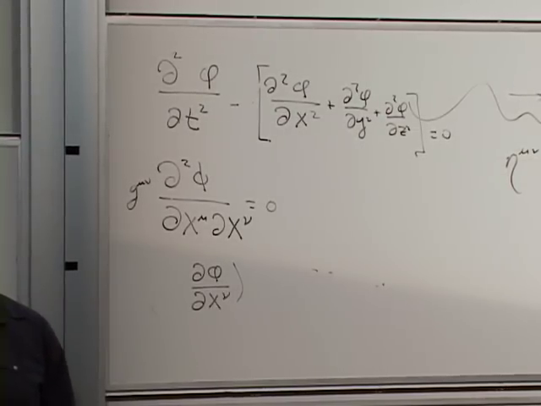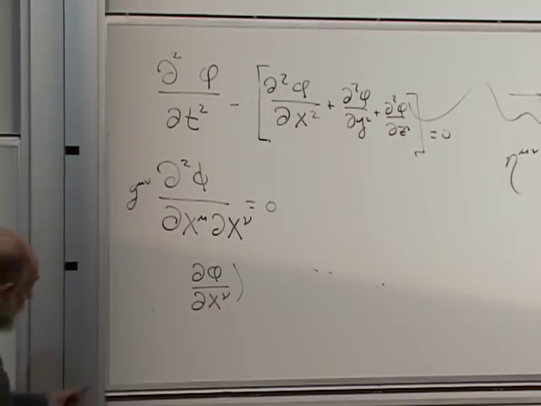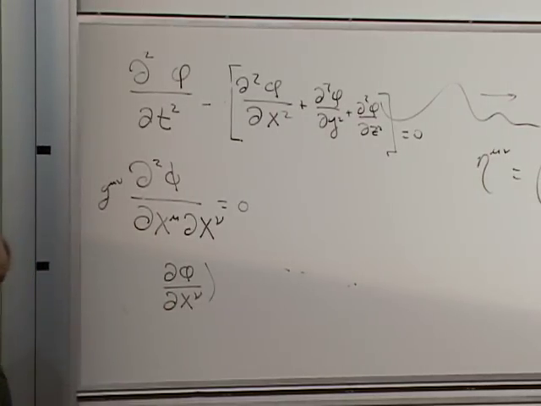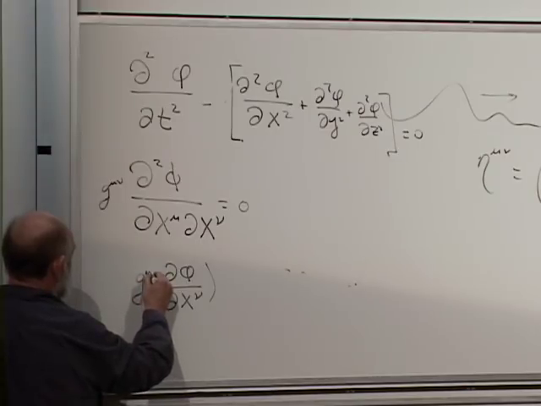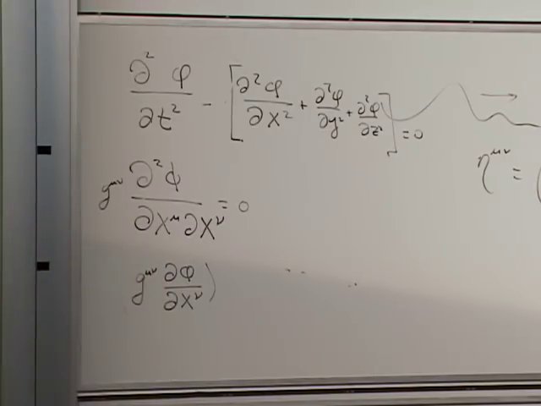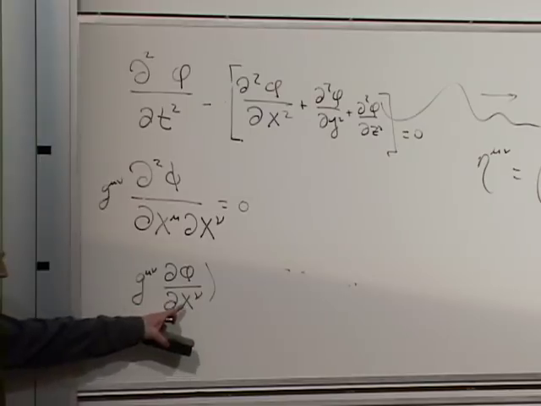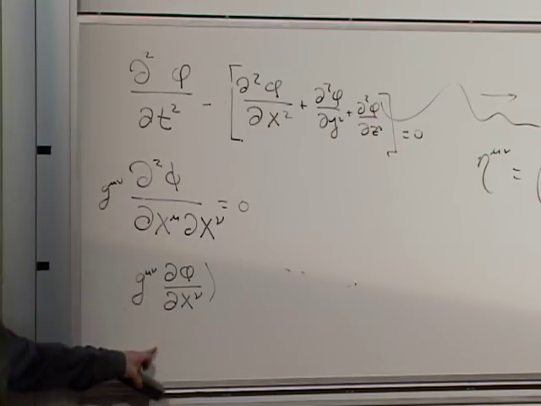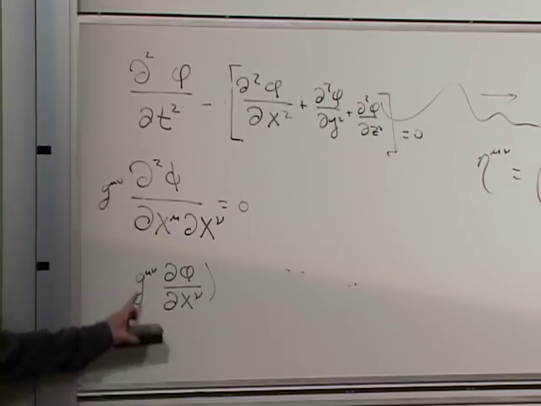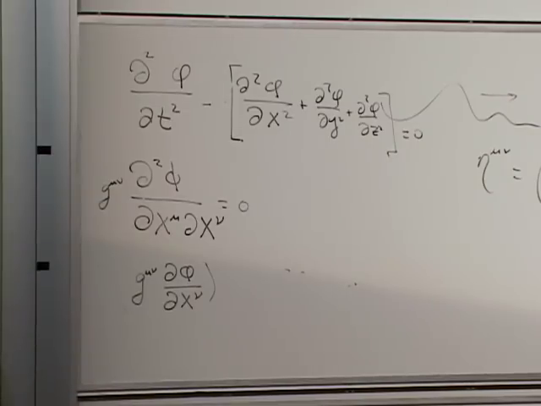Yes. The derivative of a scalar is a vector. So the first step here is a good tensor. What happens if I multiply it by g mu nu? Is it still a tensor? Yeah, it's a tensor now with an upstairs index instead of a downstairs index. Now what happens if I differentiate? It's a tensor, but it's a vector. In particular, a vector with one contravariant index.